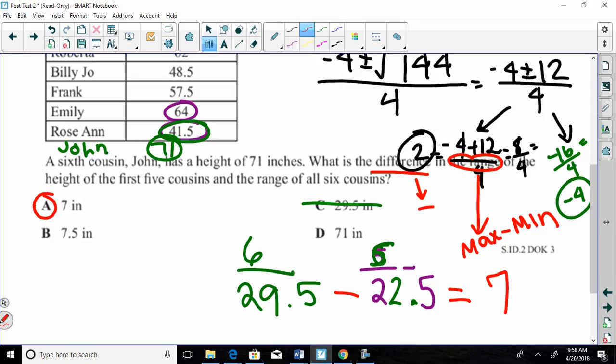So just be careful of what they're asking. If they're asking for range and it's coordinates, then they're talking about the y-axis. But if it's just a list of numbers, then you know they're talking about the max minus the min. Does that make sense?